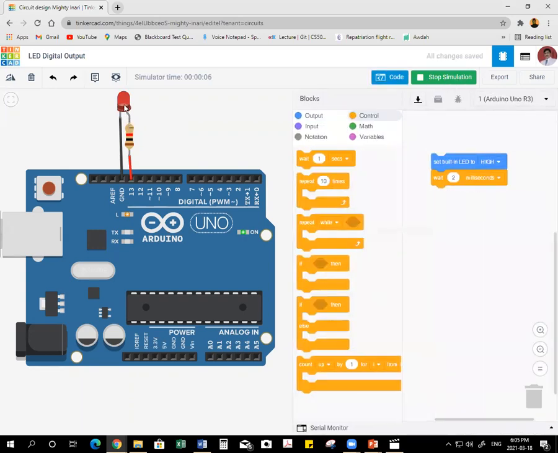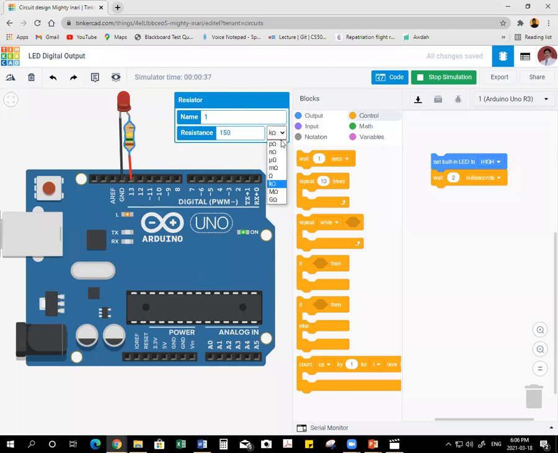Now the brightness is very low, very poor. So why? Because it is a 1 kilo ohm resistor. It's taking all the voltage. Generally, what is the output between 13 and ground? It is generally 5 volts. For full brightness, the LED may require 1.5 to 2 volts. So we have to limit the resistance value so that the LED can get more voltage. So just take 150 ohms.